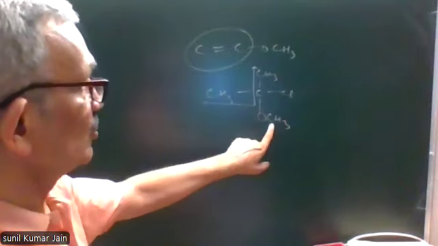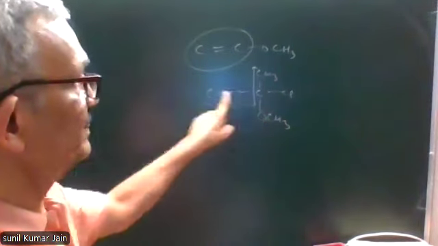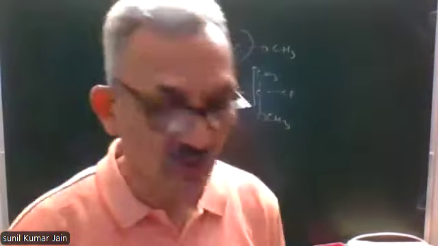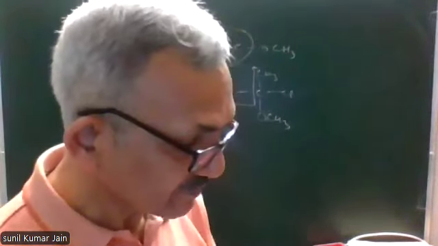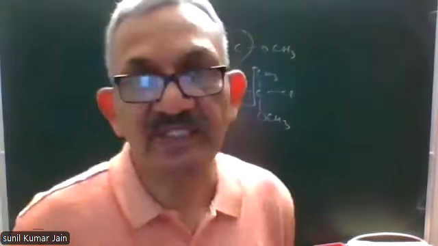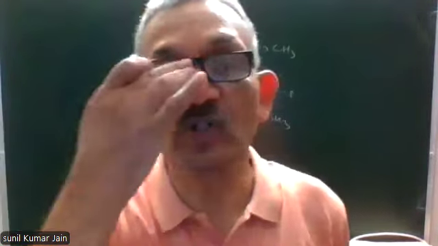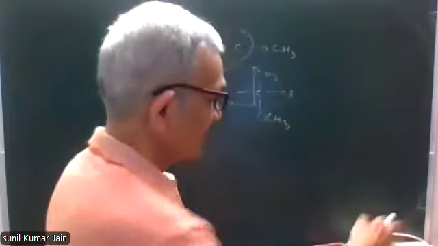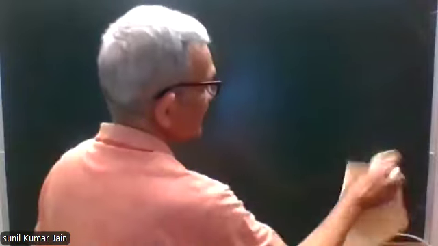This is 2-chloro-2-methoxypropane. 2-chloro-2-methoxypropane. And the last structure is very simple. It is phenoxybenzene. Phenoxybenzene. Now, fill in the blanks.